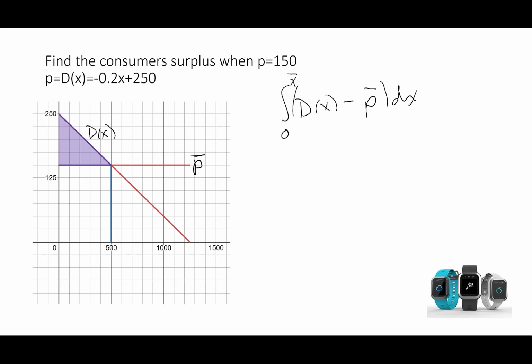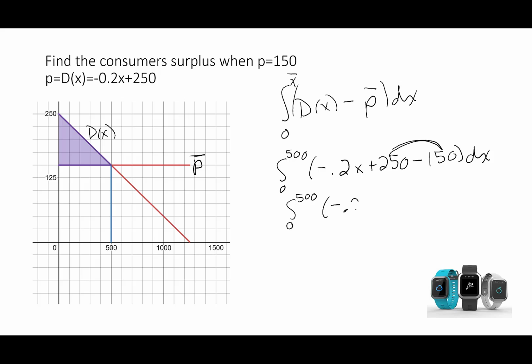So let's try this specifically for the example we have. So we said we want to go from 0 to x bar. x bar is how many we sold, so that was 500. D of x was negative 0.2x plus 250, and then we're subtracting the price, which was 150 dx. We can combine the 250 and the 150, so let's do that before we integrate. So I have 0 to 500, negative 0.2x plus 100 dx.